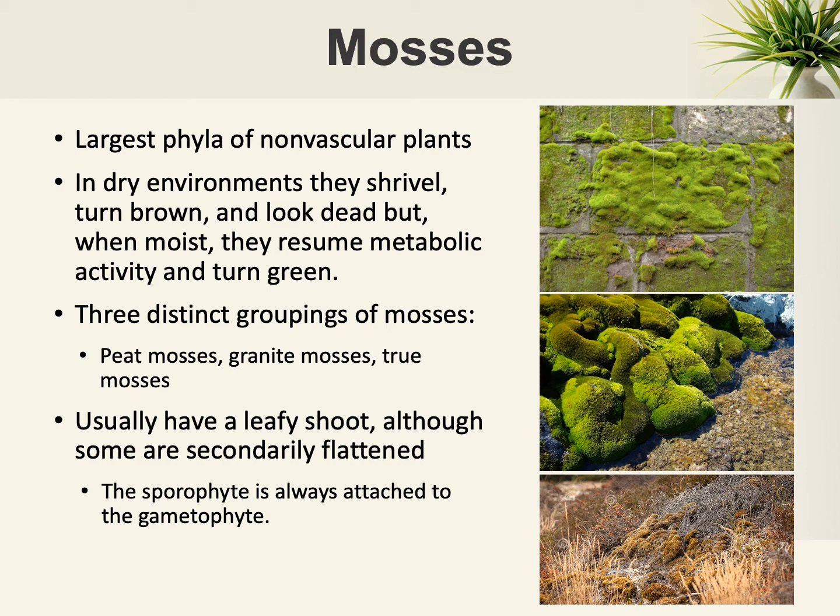The last group under this division is the mosses. Mosses are the largest group of non-vascular plants, with over 50,000 species. They produce spores for reproduction instead of seeds, and they don't grow flowers, and they don't have wood or true roots. Instead of roots, they have rhizoids.